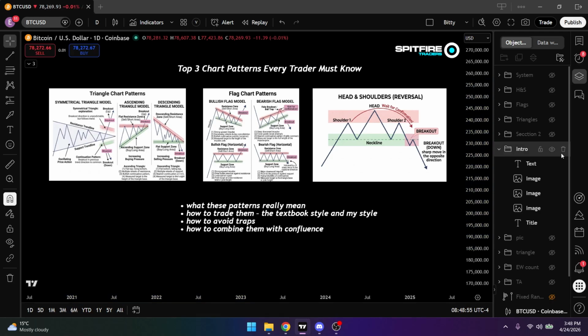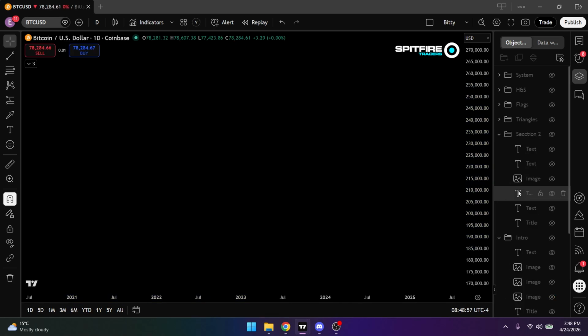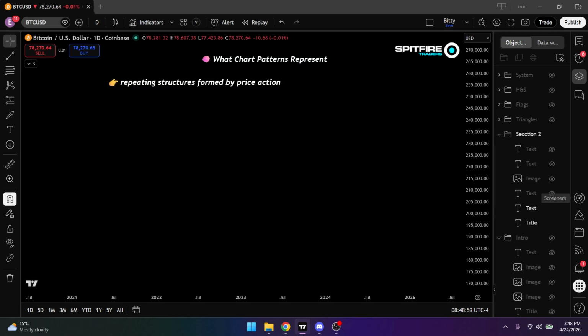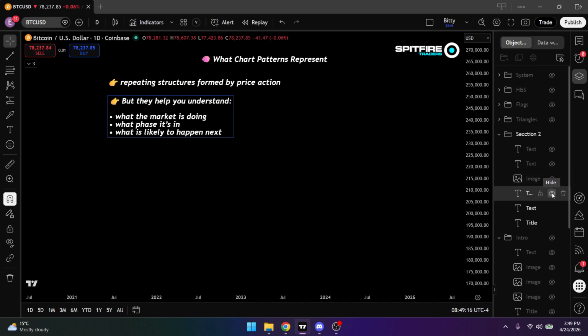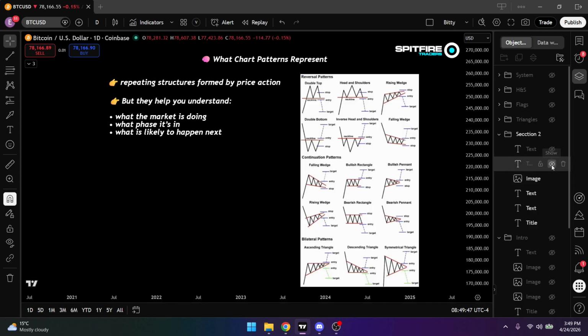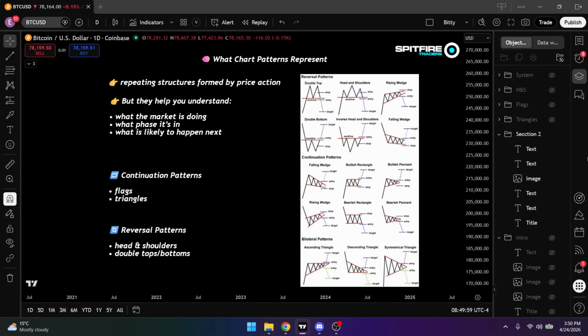Let's get into it. Chart patterns are simply repeating structures formed by price action. They reflect market psychology, fear, greed, accumulation, and distribution. They are not magic, they don't predict the future. But they help you understand what the market is doing, what phase it's in, and what is likely to happen next. So we have two main types: the continuation patterns, like flags and triangles, and the reversal patterns, like head and shoulders and double tops and bottoms.